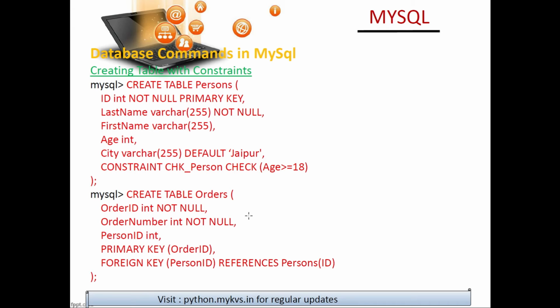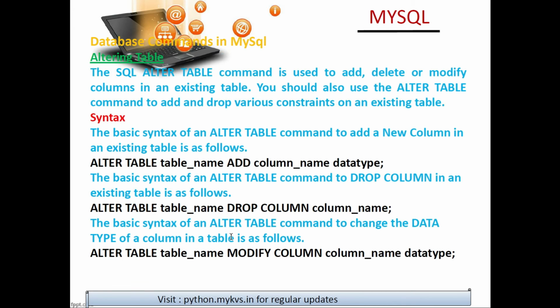So in this way, the foreign key maintains the referential integrity between two tables. This is the parent table and this is the child table where the foreign key is defined. Now let us see the alter table commands. The alter table command is used to change the structure of a table. It comes under data definition language. Alter table, table name, drop column, column name, and add column. This is for adding a column.